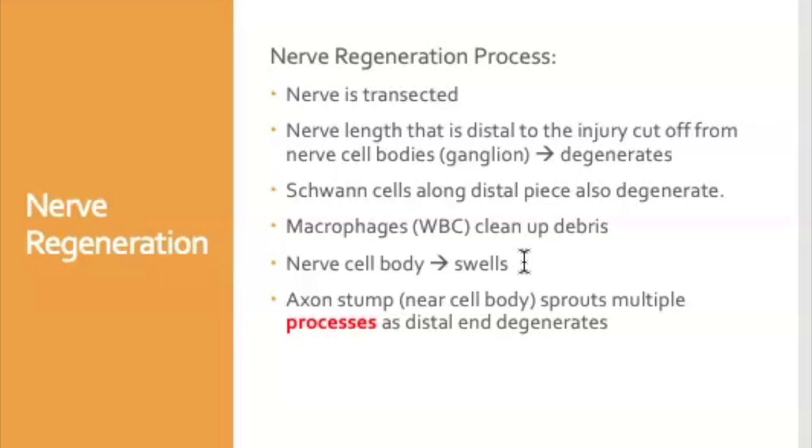So remember, you have to at least have the nerve cell body, and you need to at least have a little piece of the axon hillock membrane. The stump that's up near the cell body, the stump of the axon, is going to undergo an amazing transformation. It's going to sprout multiple membrane extensions, multiple membrane processes at the beginning of this regeneration process.